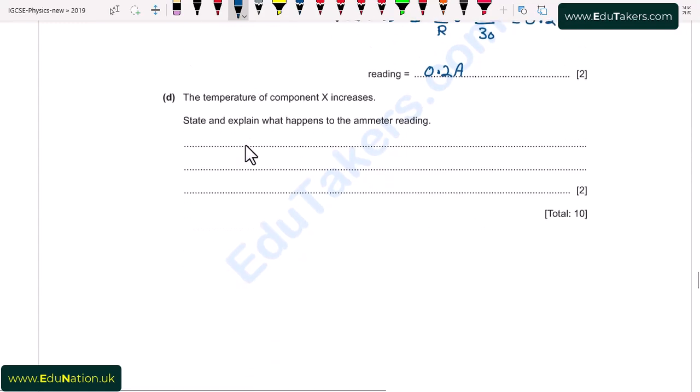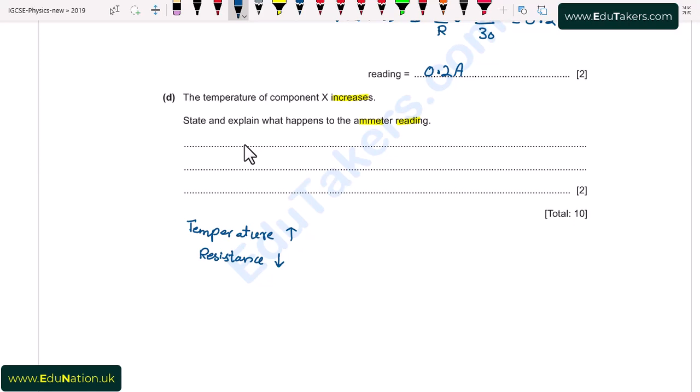Part D. The temperature of component X increases. State and explain what happens to the ammeter reading. So the X component is basically a thermistor. When the temperature of a thermistor increases, its resistance decreases. I write here temperature increases, then its resistance decreases. Both of these have an inverse relation with each other.